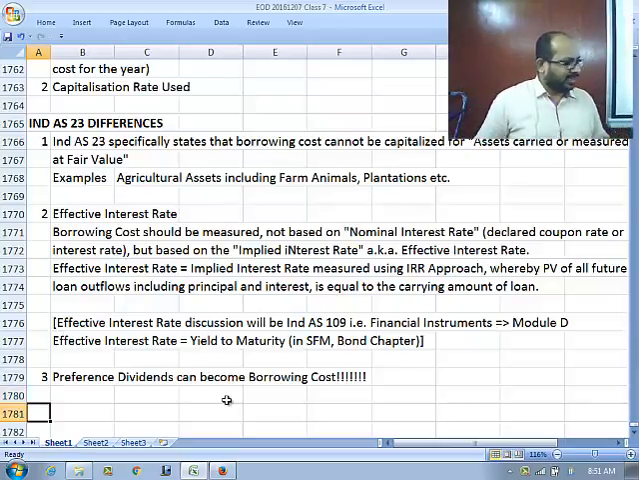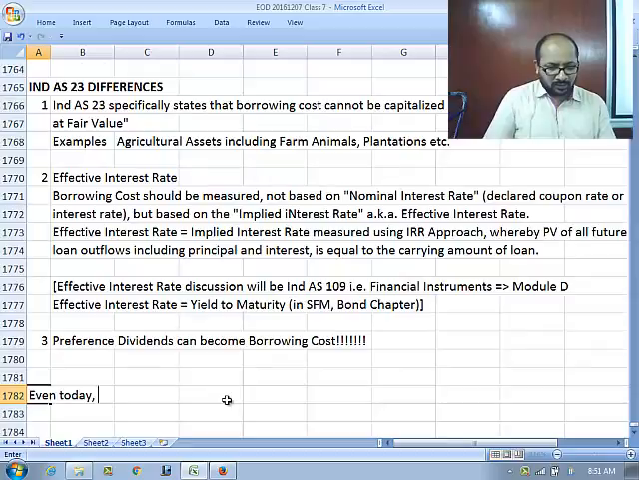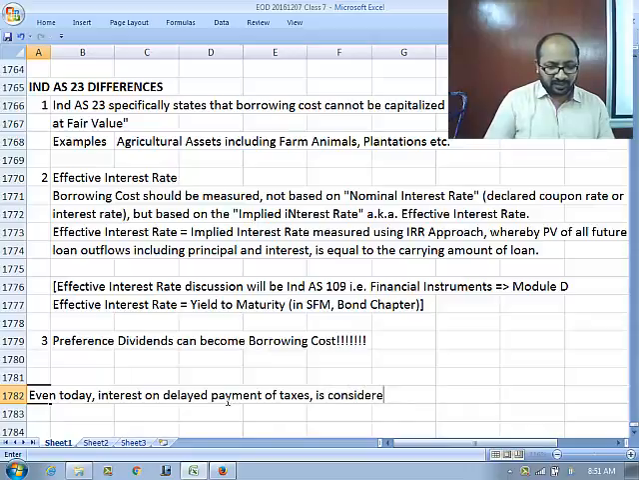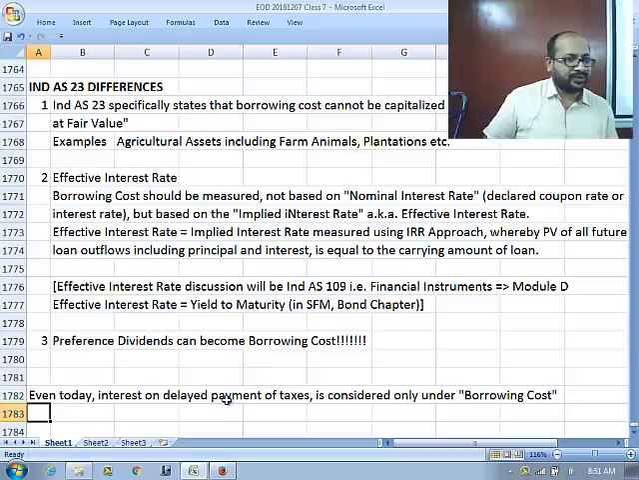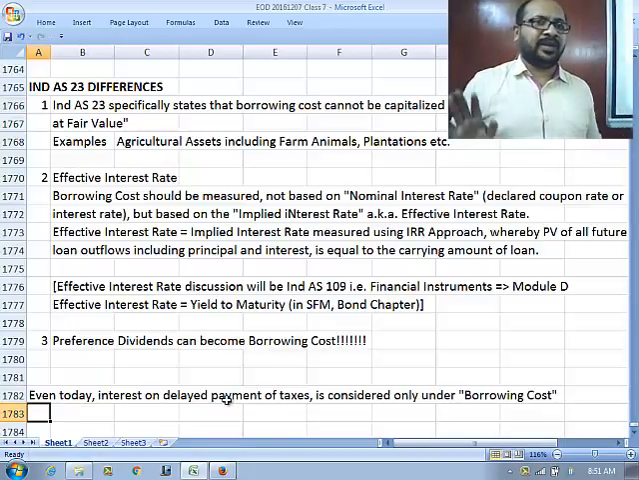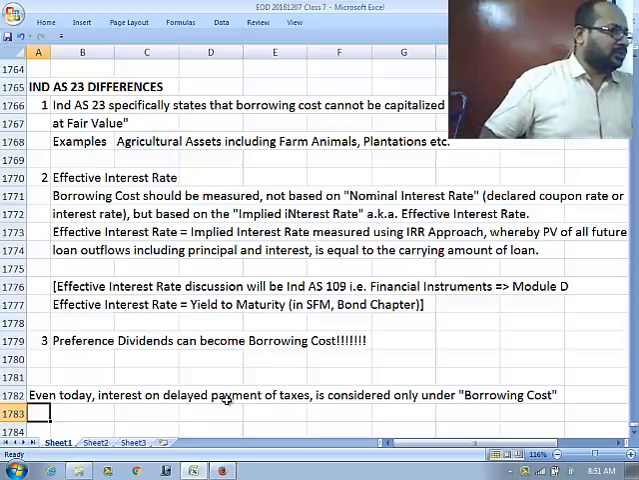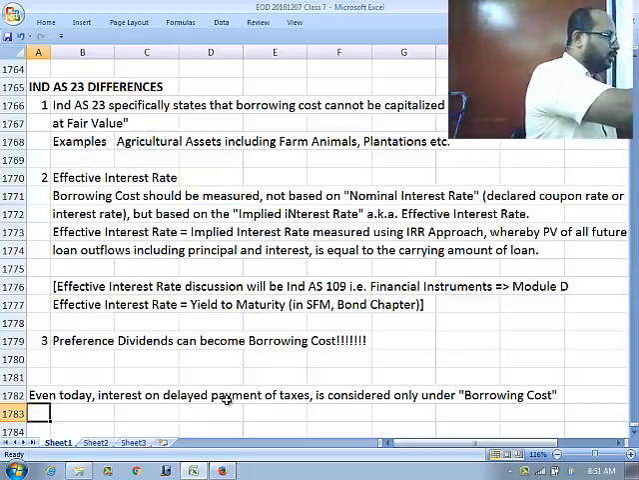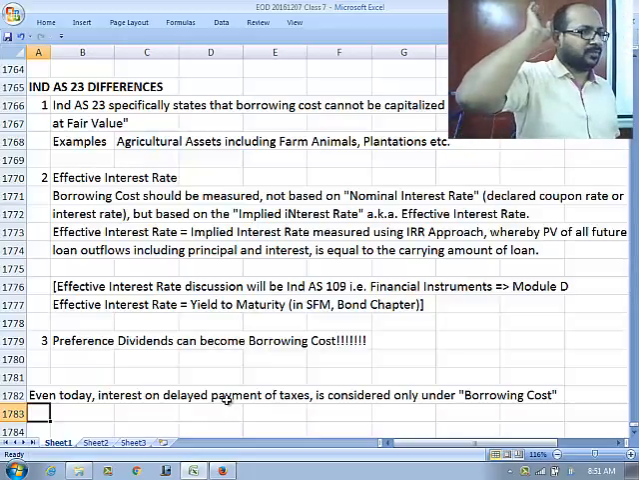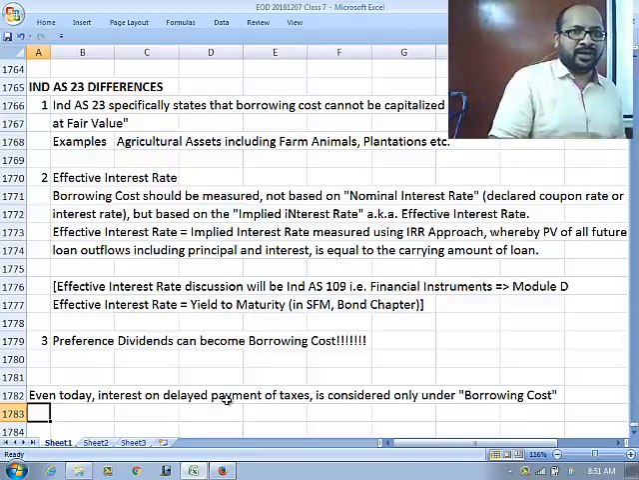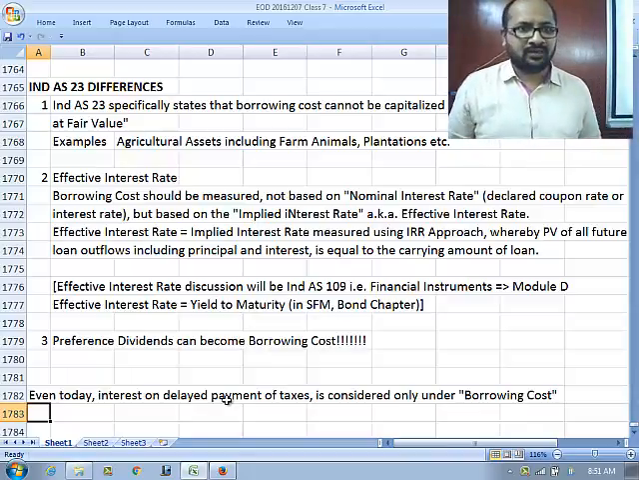This has nothing to do with Ind AS. Even today, the interest on delayed payment of taxes is considered under borrowing cost. The logic is, for any interest bearing liability, if you don't pay, you are going to pay some amount of cost; treat that as borrowing cost and include it in your financing cost. Taxation category borrowing cost you can never capitalize. That's a given.